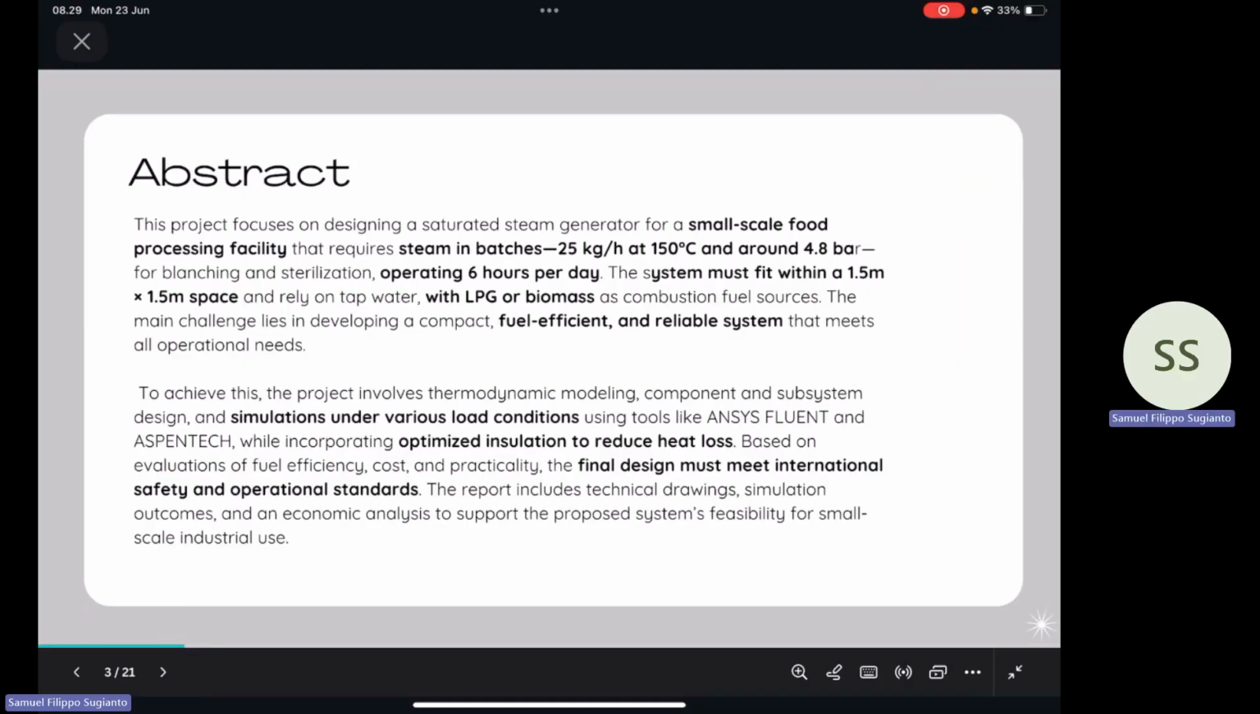For the modeling and simulation, we simulate under various load conditions, such as the startup period and the steady operating period. We optimize the insulation to reduce the heat loss, and based on evaluations, the final design must meet the safety and operational standards.